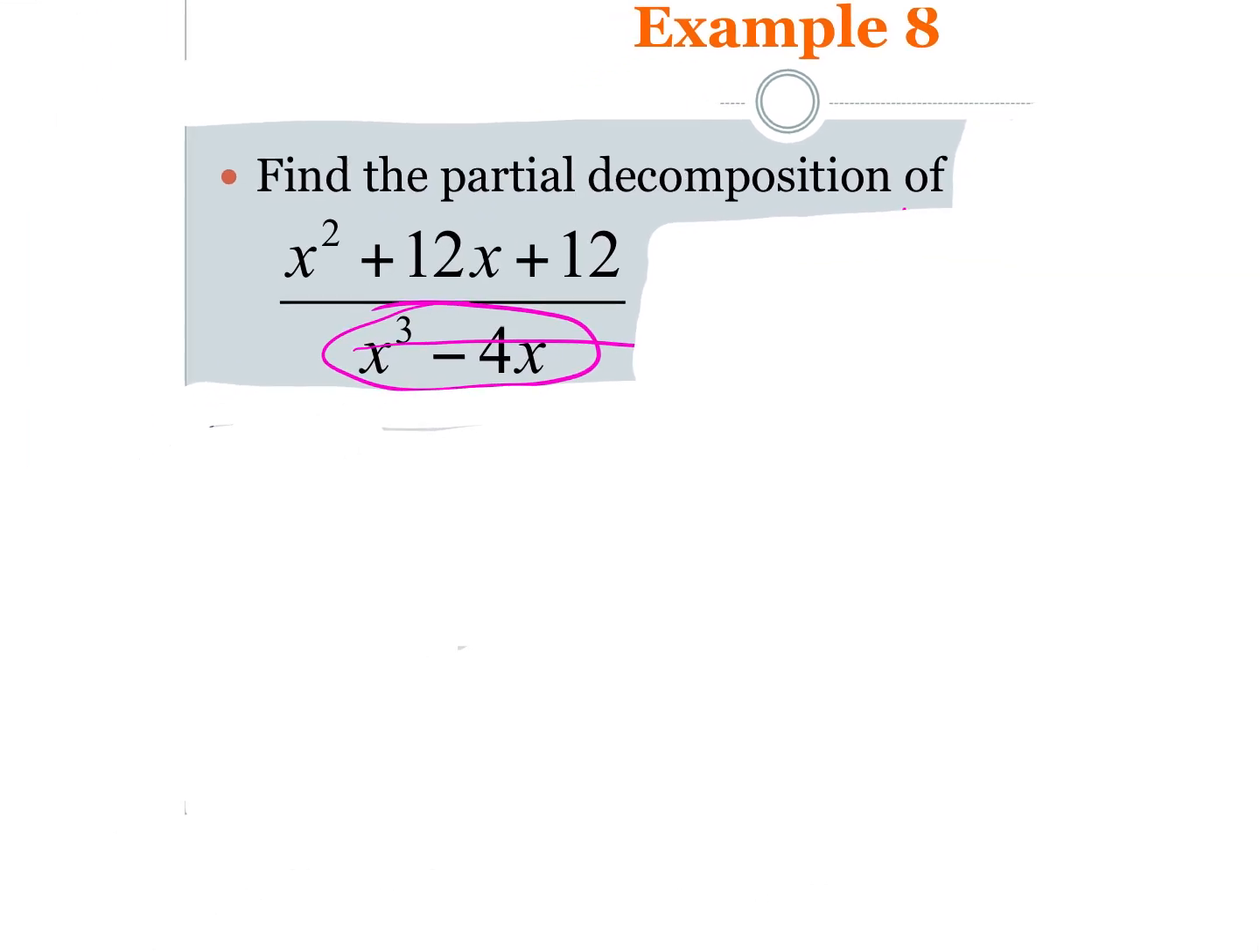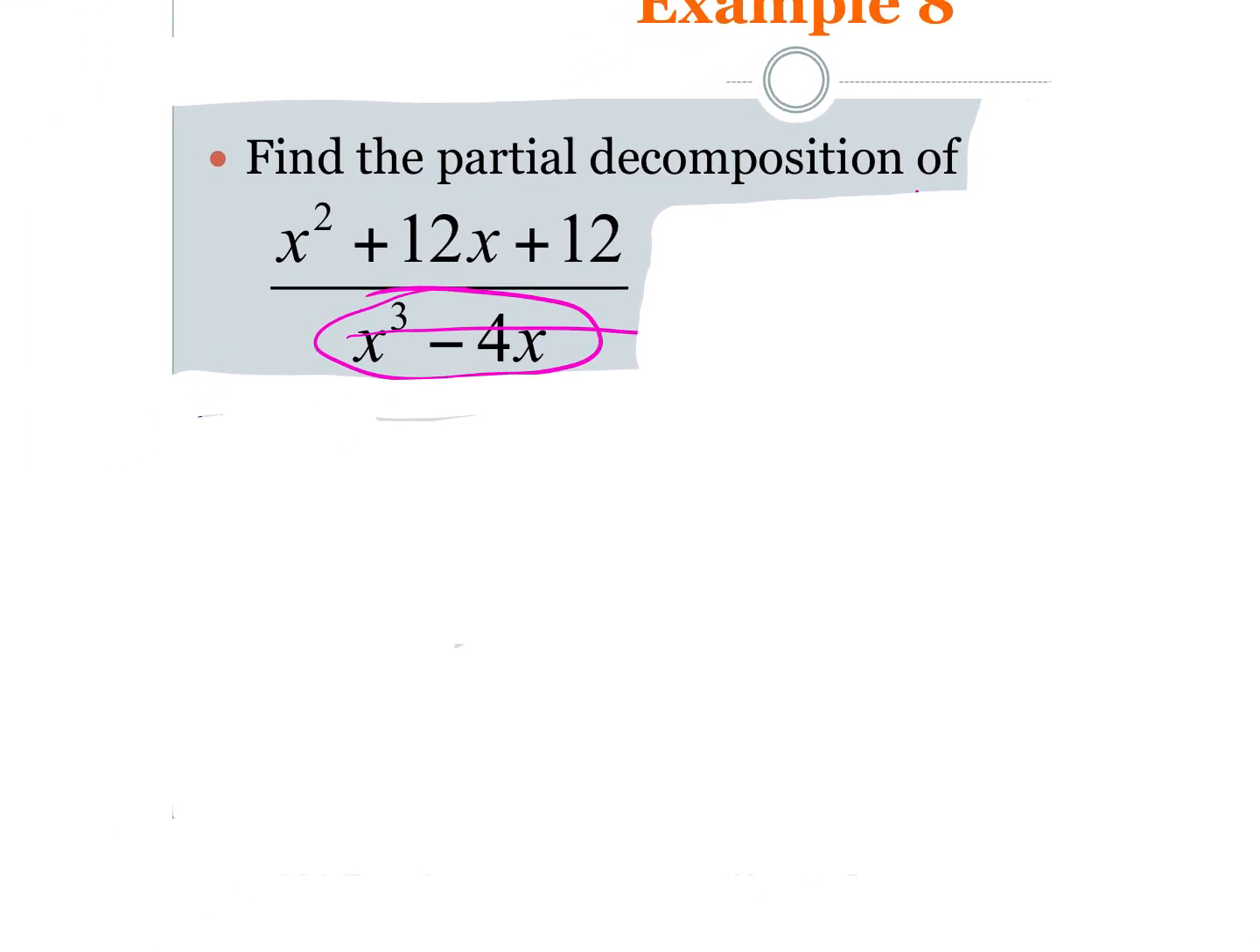So looking at example 8, first thing we want to do is factor our denominator. How would we factor our denominator here? Awesome. Take out an x, and we're left with x squared minus 4. So we take out the GCF. How would this factor? X minus 2, x plus 2. Awesome. X minus 2, x plus 2.